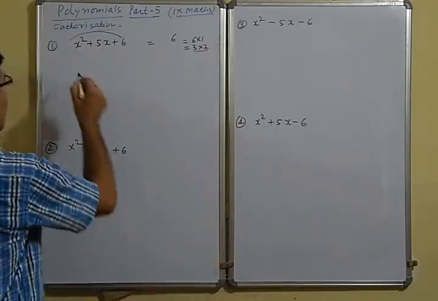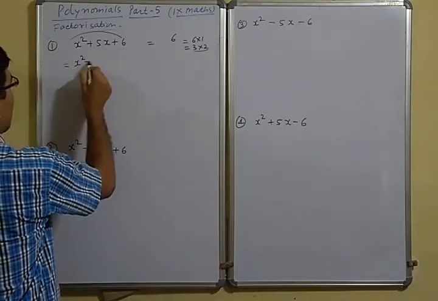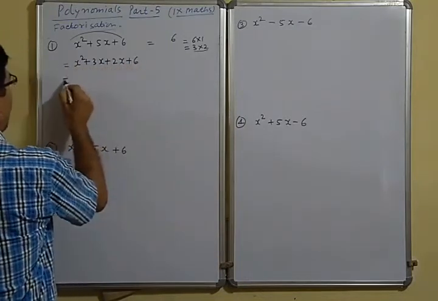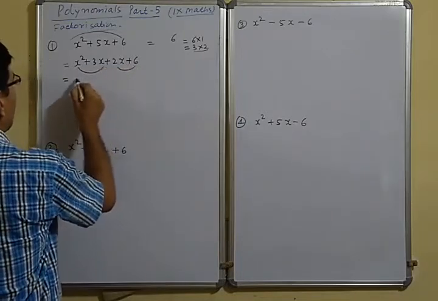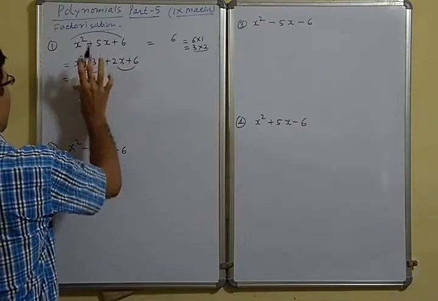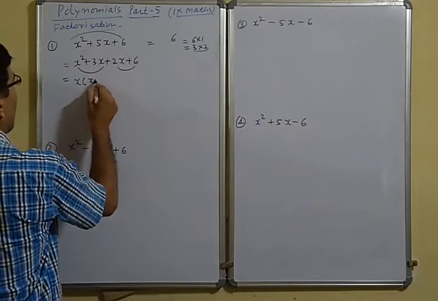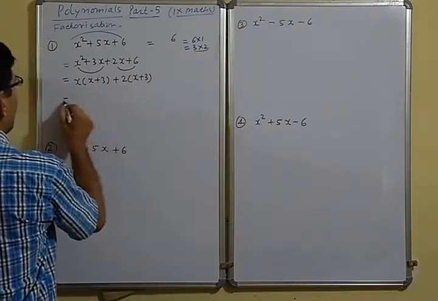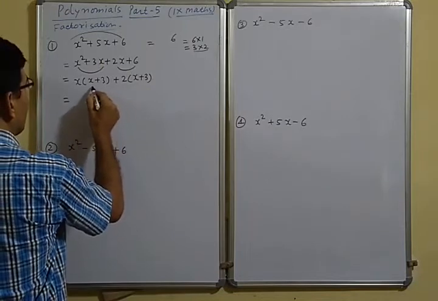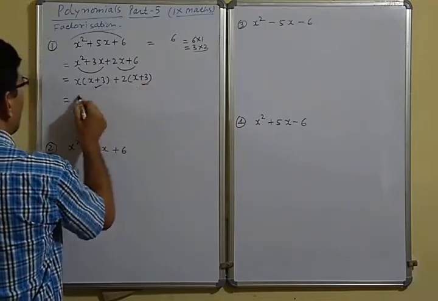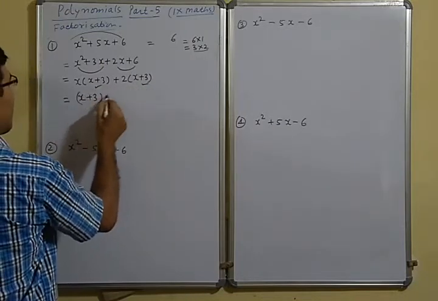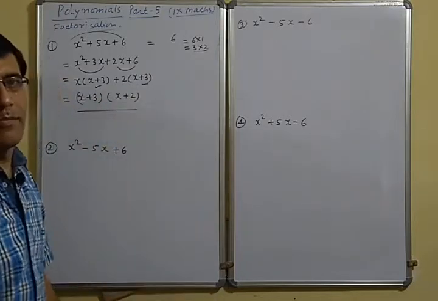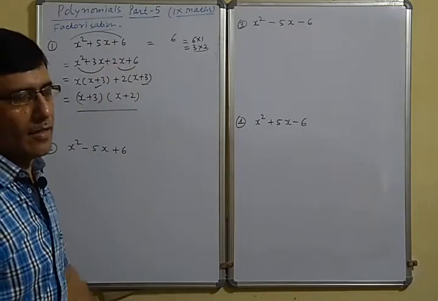Now let us see the factors. This becomes x square plus 3x plus 2x plus 6. Take these two and these two. 3x is common, in the bracket you will get x plus 3, and here 2 is common, in the bracket you will get x plus 3. So by the method of grouping, in the first bracket you will get x plus 3, in the other bracket you will get x plus 2. So this is the factorization of the first example.